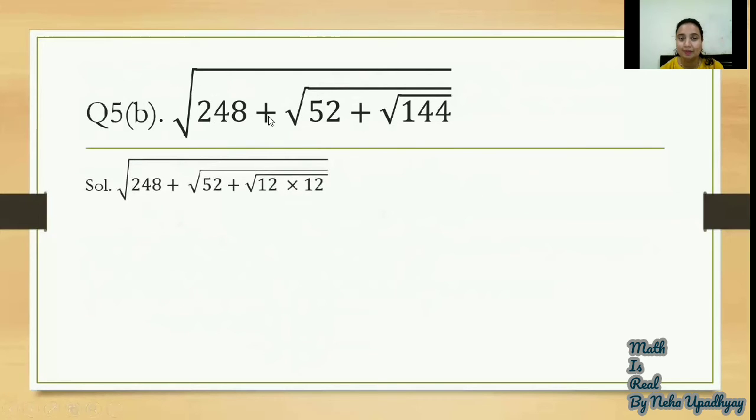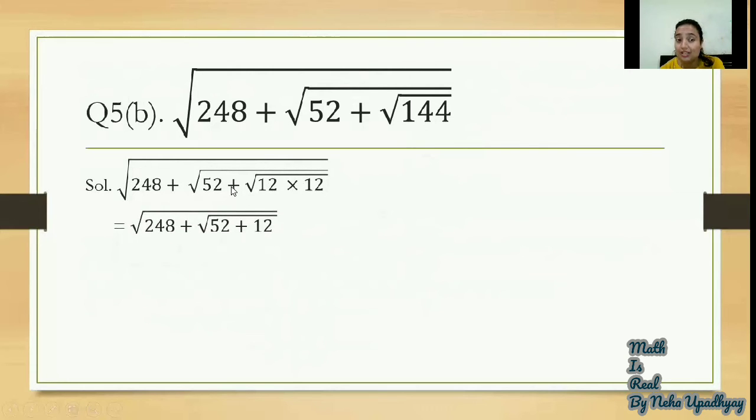248 plus the square root of 52 plus the square root of 144. So one by one, we will open the square root, and we will begin from the extreme right, this side. We are not touching this, we are just opening this. We see 144 we can write as 12 multiplied by 12, so 12 can come out.